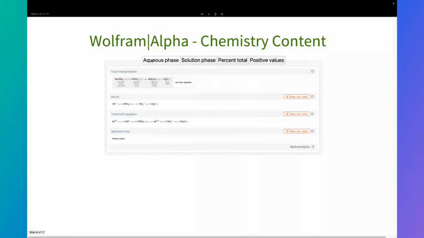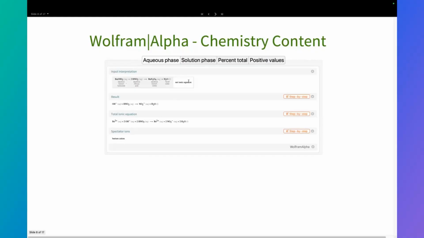But we have for a while had aqueous phase parsing. We can grab that in all the aggregation states. We implemented all of those last year. And for ionic reactions like this, where you have salts exchanging ions, you would get the net ionic equation, total ionic equation, spectator ions, if you highlighted and indicated that the species were aqueous.